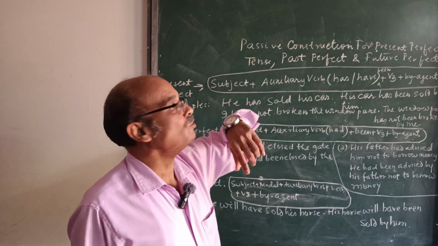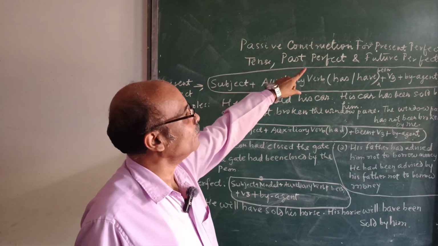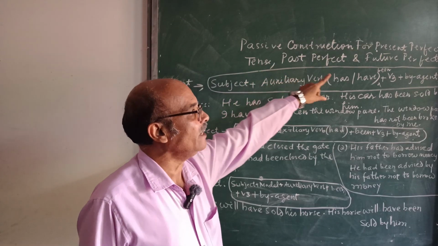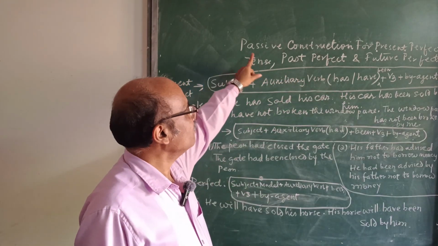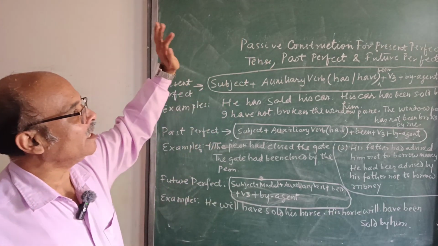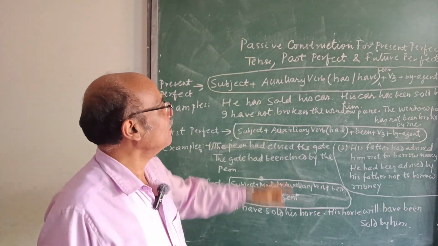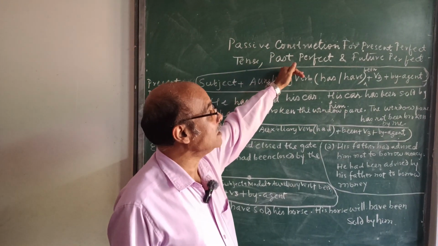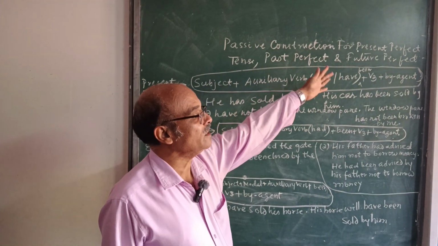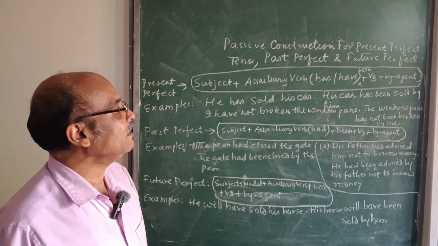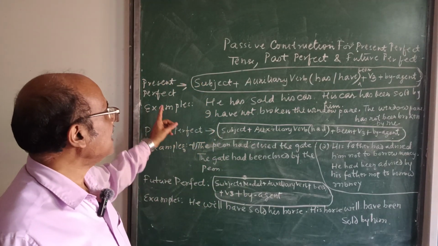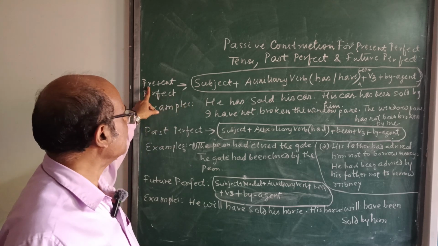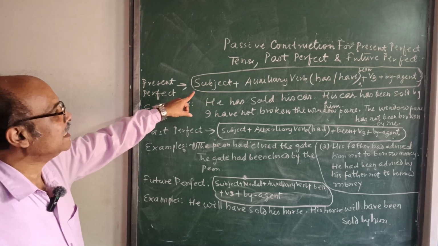Now let's see about passive construction for present perfect tense, past perfect and future perfect. Present perfect, we know the work completed in the present time. Past perfect means your work completed in the past, and future perfect is going to be completed in the future time. So let's see the passive construction of present perfect tense.